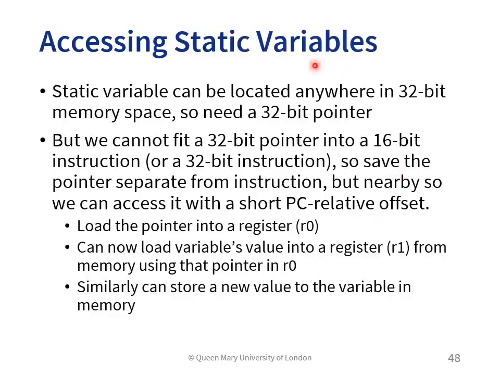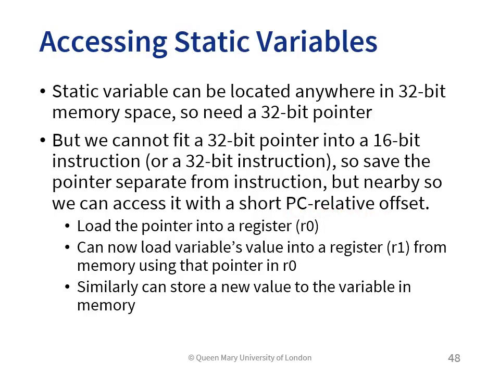So first, let's look at how we can access static variables. As we discussed, static variables can be located anywhere in the memory space, so we need a 32-bit pointer. However, we can't fit a 32-bit pointer in a 16-bit instruction or even a 32-bit instruction. That's not enough information. So we need to save the pointer separately from the instructions, but not too far, so that we can easily access it with a PC-relative offset.